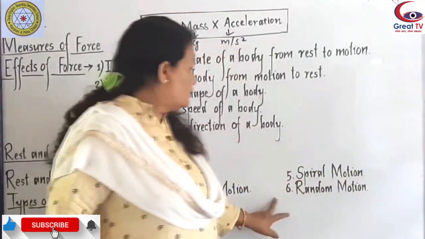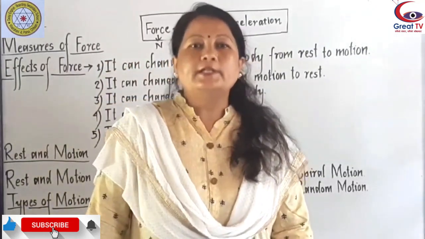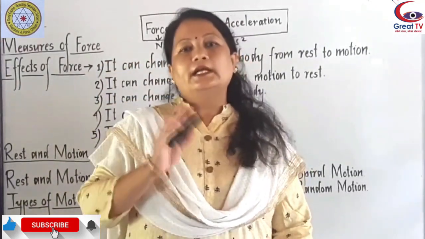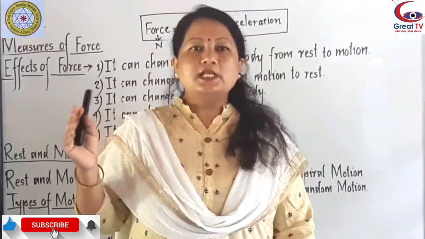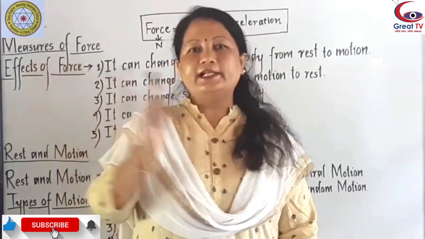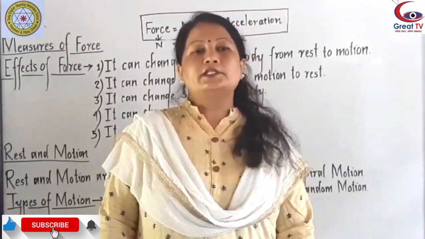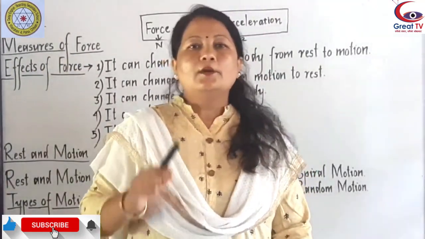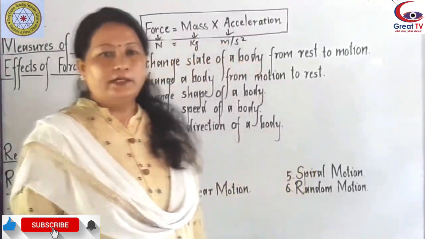Now, the last motion is random motion. The motion of a body in which it has no fixed direction, that means it moves randomly, is called random motion. For example, the motion of a bee and the motion of a mosquito are examples of random motion.